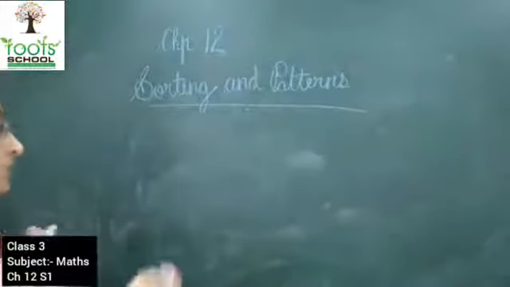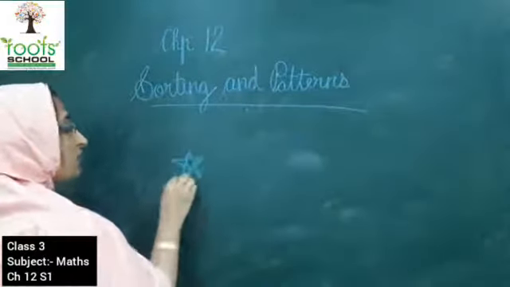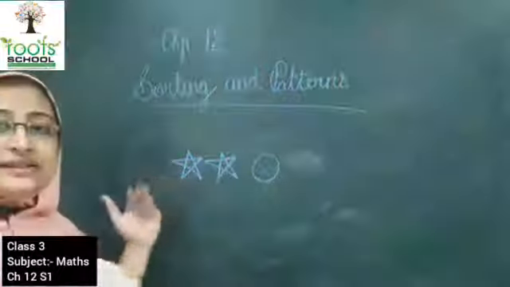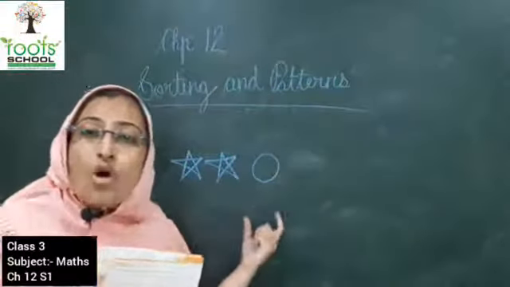Okay. What's the pattern? 2 stars, circle. 2 stars, circle. So what is the pattern? 2 stars and a circle. This is the sequence. This is the order.